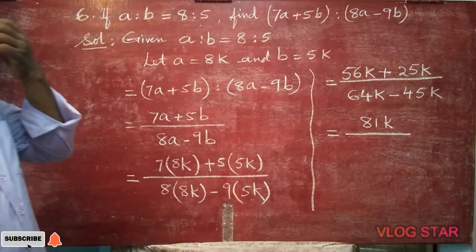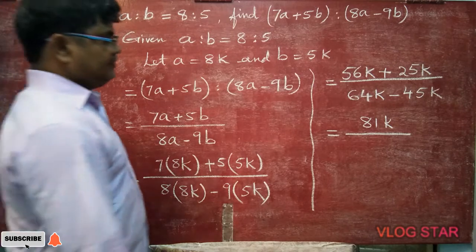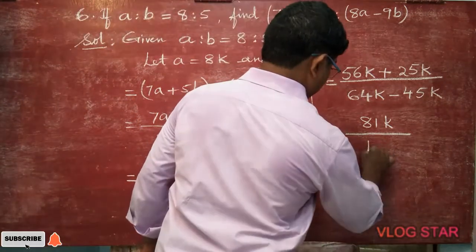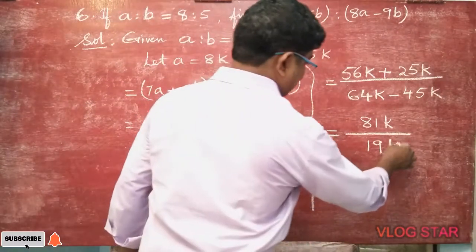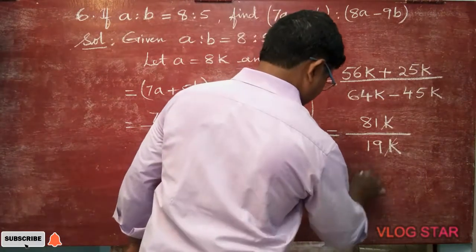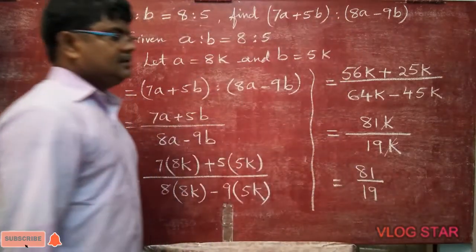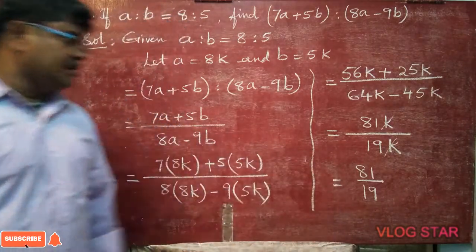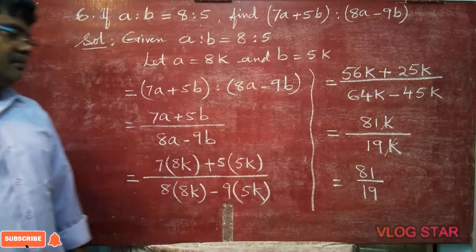Next, 64 minus 45, 19K. K cancels. What is remaining? 81 by 19. There is no common table. Is there any common table for 81 and 19? No common table. So they told to find, and we got the answer 81 by 19.